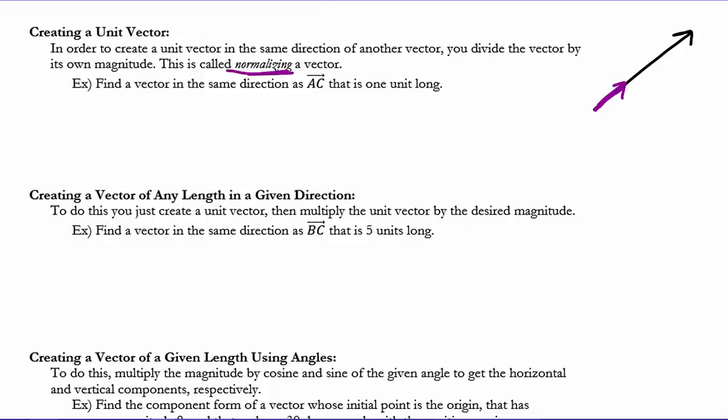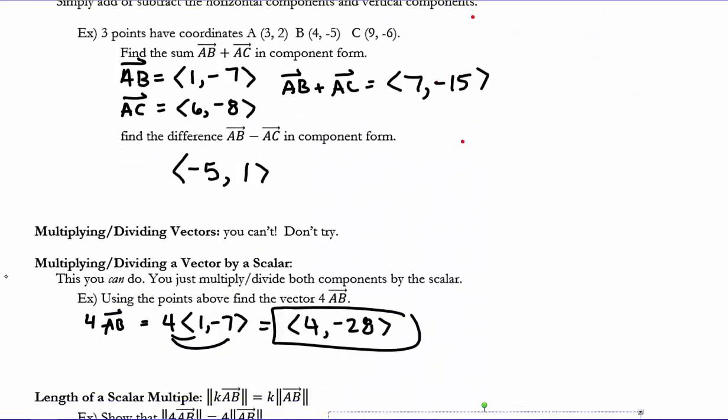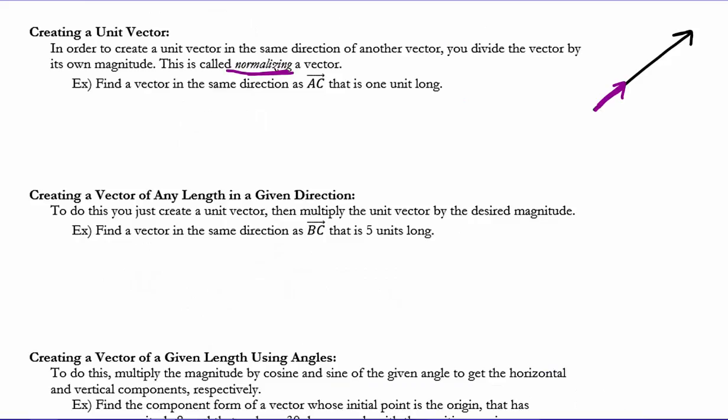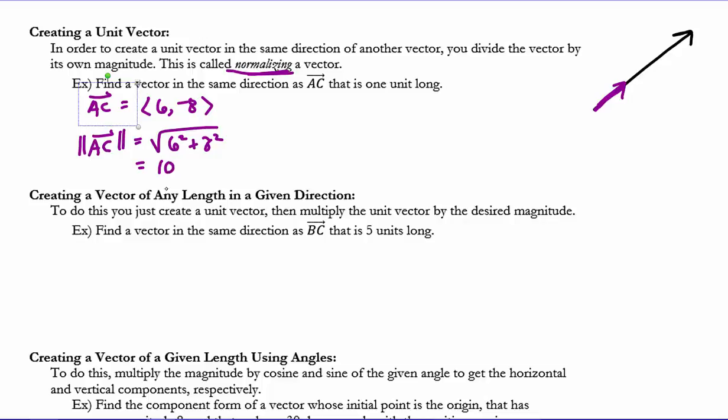So let's say I want to find a vector in the same direction as AC that's 1 unit long. I'm sorry, you've got to flip back to the other page here. Let's take AC, which is 6, negative 8. If I want to find a unit vector, first I need to find the magnitude of AC, which is going to be the square root of 6 squared plus 8 squared, which is 10.